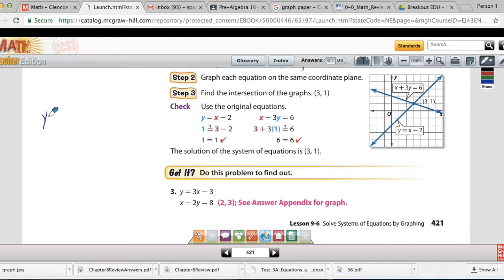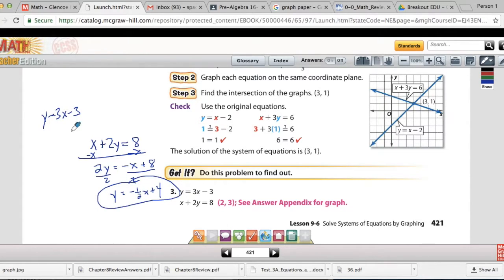The first one, y equals 3x minus 3, is already in slope intercept. And if I take x plus 2y equals 8 and translate that to slope intercept, I'm going to subtract x from both sides and get 2y equals negative x plus 8. Divide by 2, divide by 2. y equals negative 1/2 x plus 4. So I have my two equations right here, and I'm going to go ahead and graph that on a piece of graph paper.